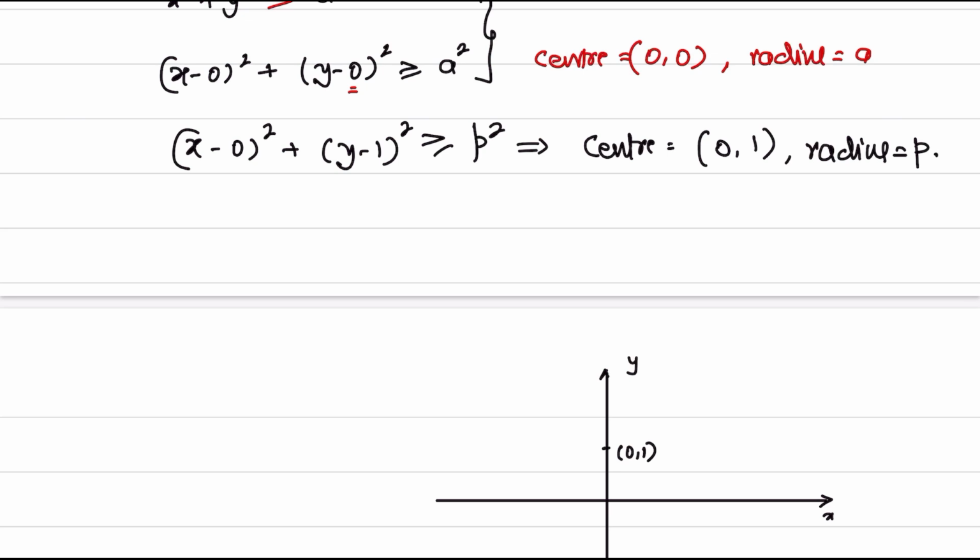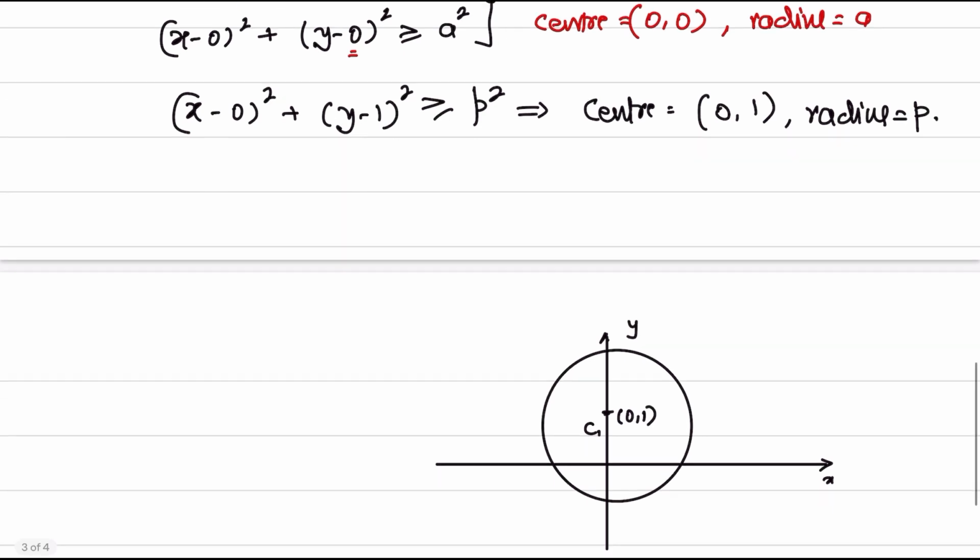And at this center, there is a circle with radius P. This is the center, C1, let us say (0, 1). For the circle C1, the center is (0, 1), and the circle is like this.